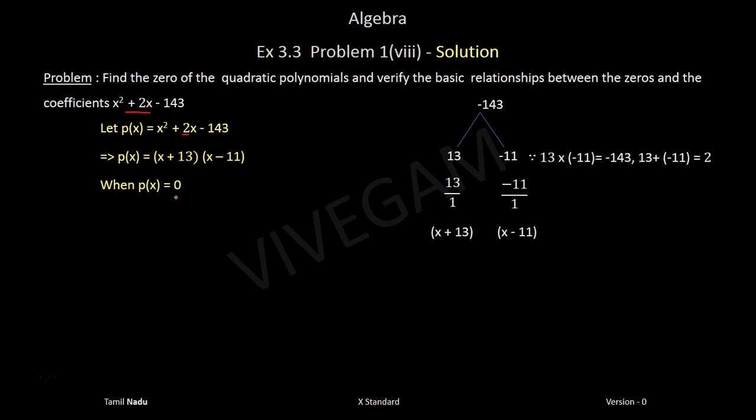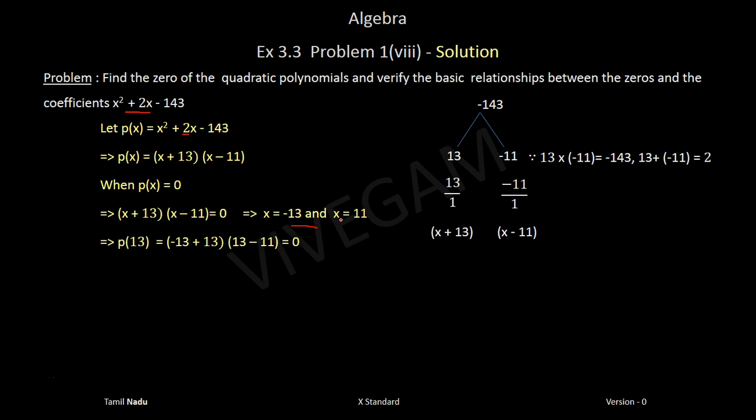So equating p of x to 0, these factors are also 0, which means x plus 13 equal to 0, or x equal to minus 13. Similarly, x minus 11 equal to 0, or x equal to 11. So these are the two zeros, that is x equal to minus 13 and x equal to 11.